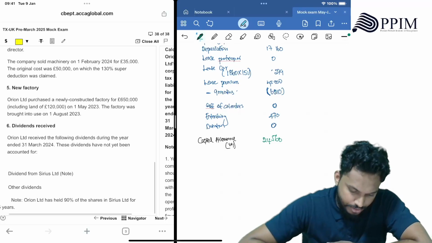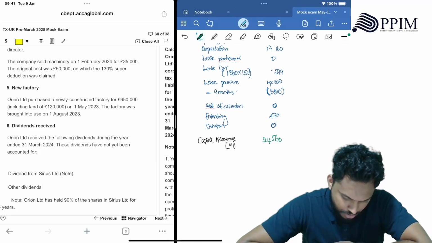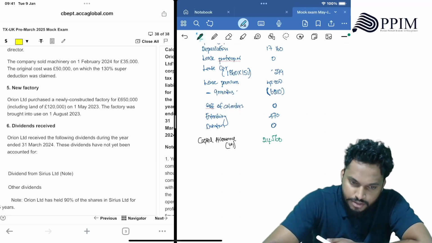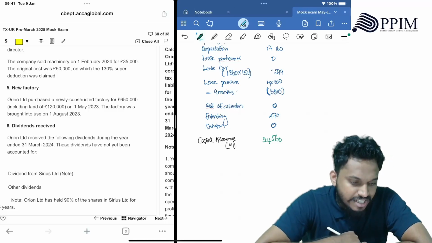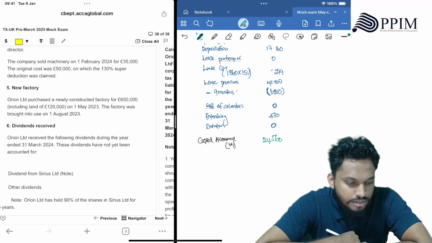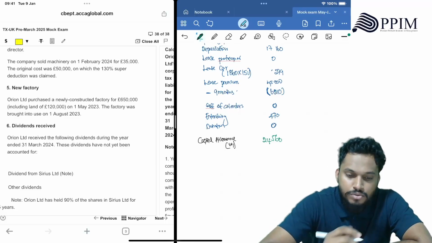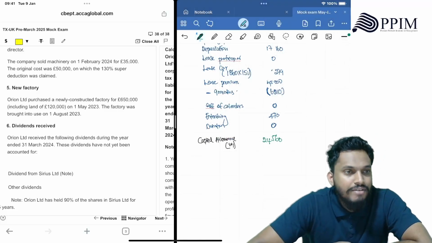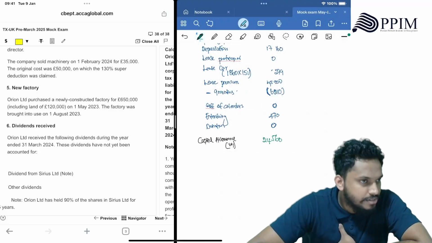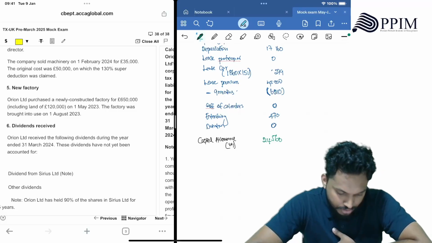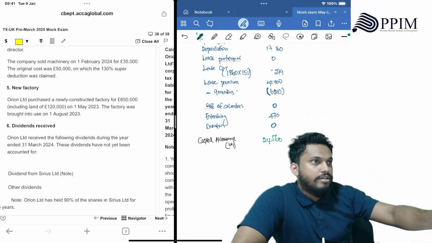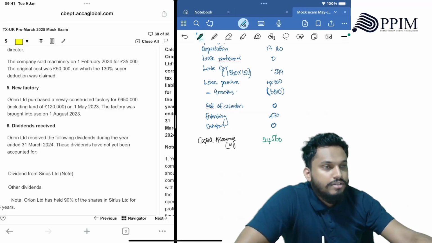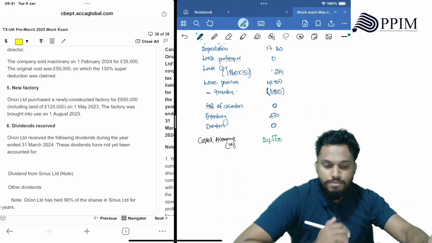So then you are having a new factory. Orion purchased a newly constructed factory for 650, including land of 120,000. The factory was brought into use on 1st of August 2023. For land, we don't have the luxury of getting allowances. We are getting 3% SBA, the structures and buildings allowance. So what is SBA?